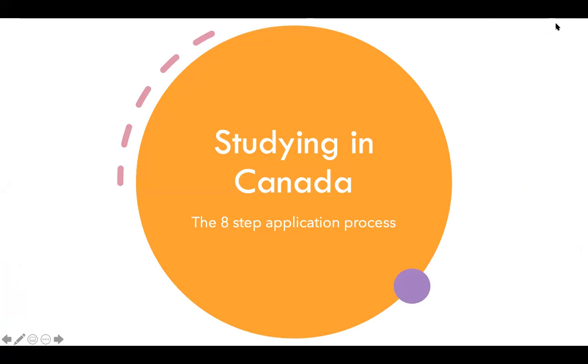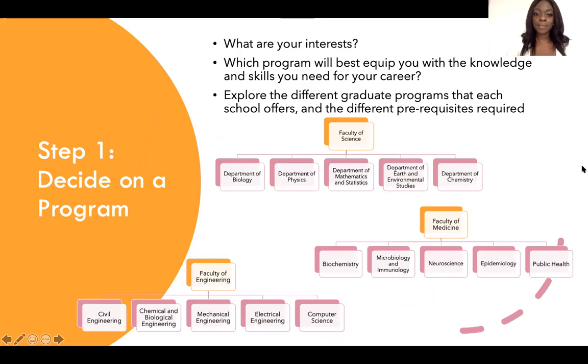So the first thing that we'll discuss is studying in Canada and the 8-step application process. We'll go through all the 8 steps in quite some detail. The first step that you should take if you decide that you want to study in Canada is to decide on what program you want to go into.